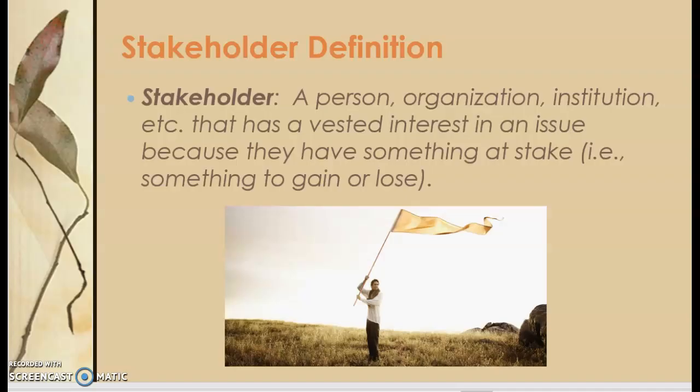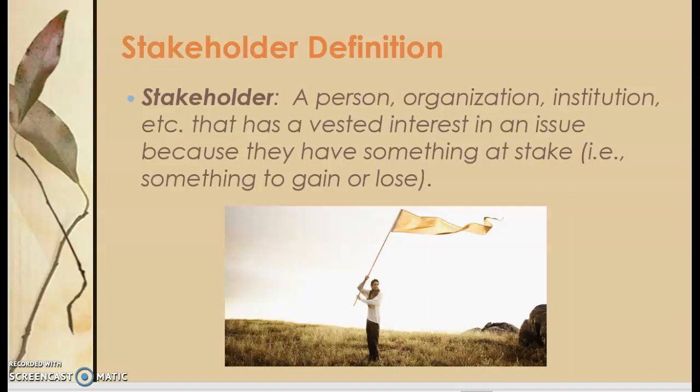All right, so now that we have defined synthesis, the other term that I really want to make sure we're all familiar with is stakeholder. And this is something that we've definitely referenced in class before, particularly when we were looking at how to identify an intended audience. But I don't know if we ever specifically nailed it down. So the definition of a stakeholder, pretty straightforward: a person, organization, institution, etc., that has a vested interest in an issue because they have something at stake, right? They have something to gain or lose. So while we might have individuals that are interested in an issue, that might not always be the same thing as a stakeholder, someone who actually has something at stake, right?